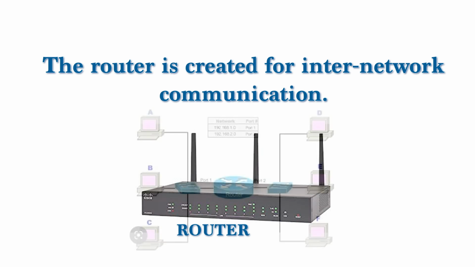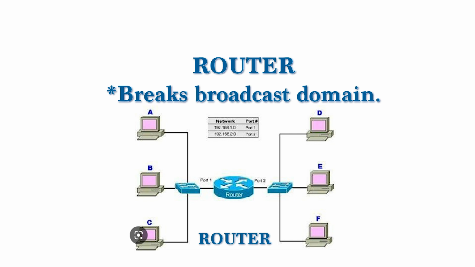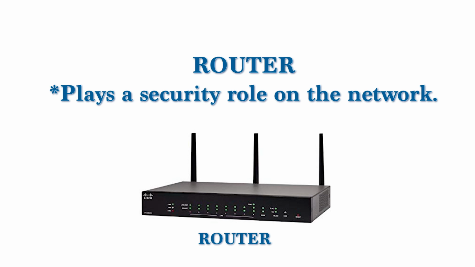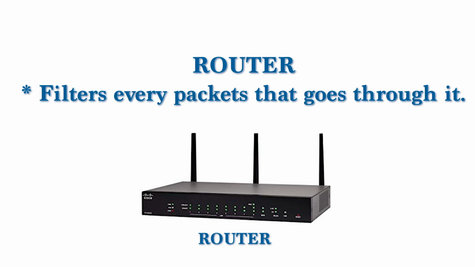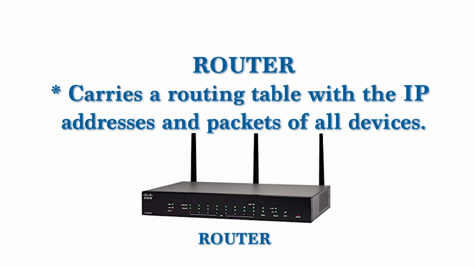When you have two or more networks that need to be connected, you need a router. The router breaks broadcast domain, meaning they can connect two or more networks together. The router plays a security role on the network. The router filters every packet that goes through it. The router contains a memory that helps it make decisions accurately. The router carries a routing table. In the routing table, you find the IP addresses of all the devices and all the packets that goes through it. Let's do a little recap.